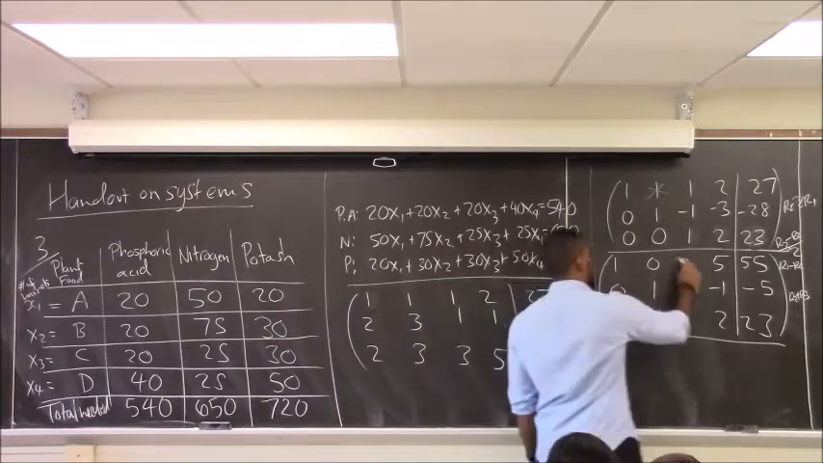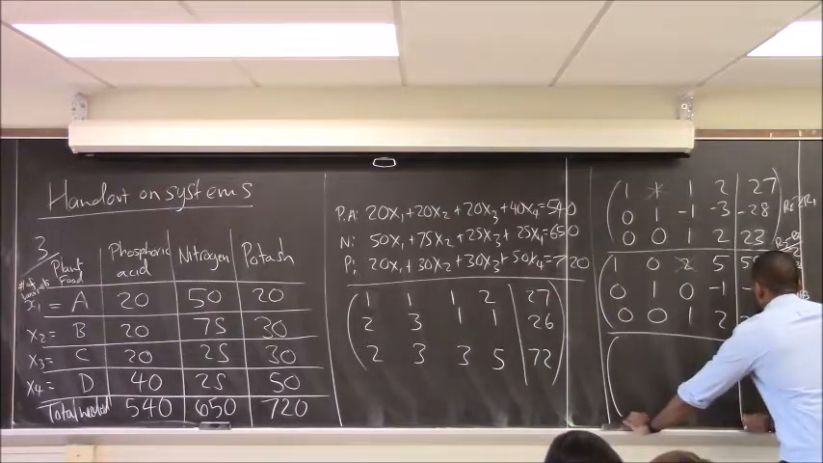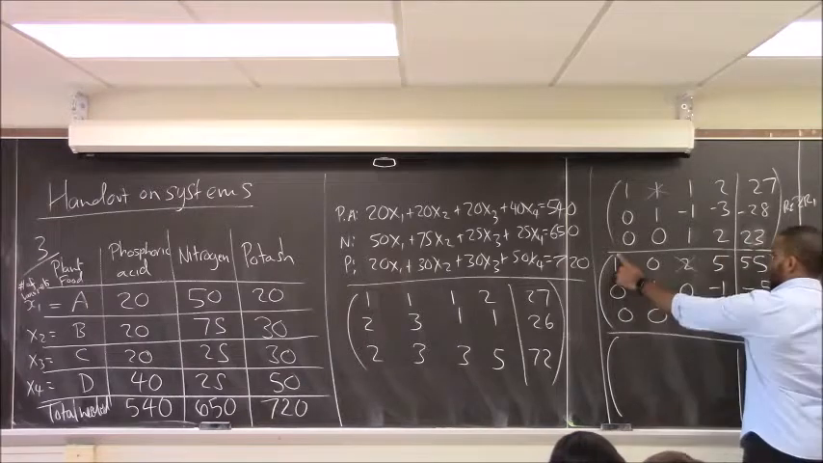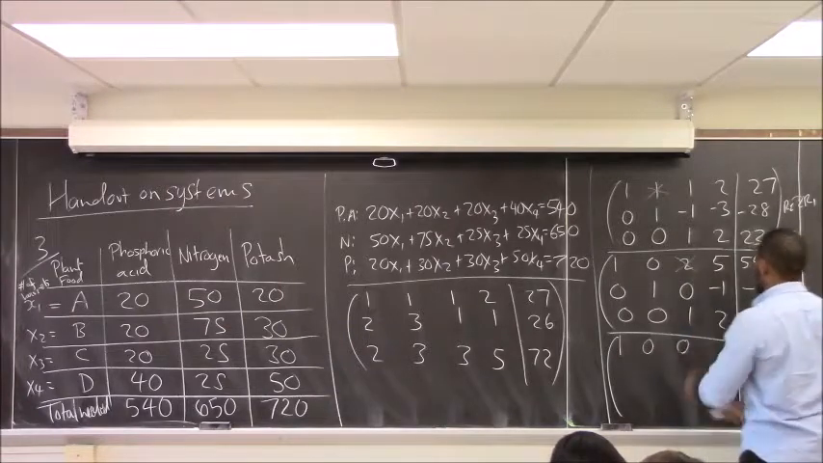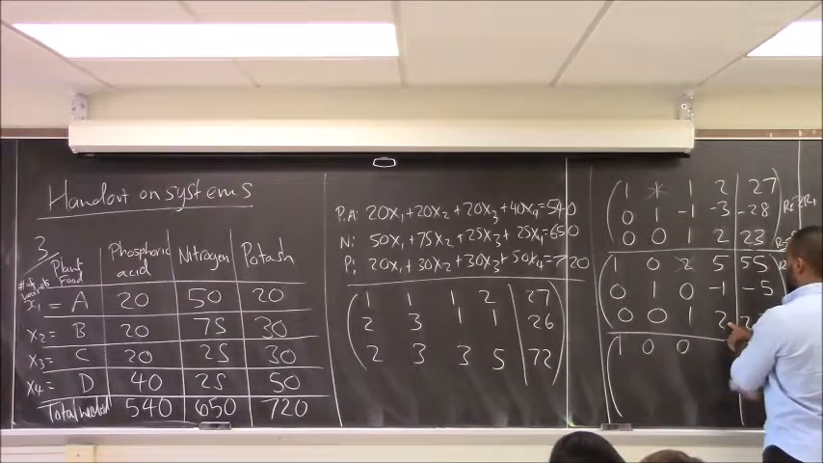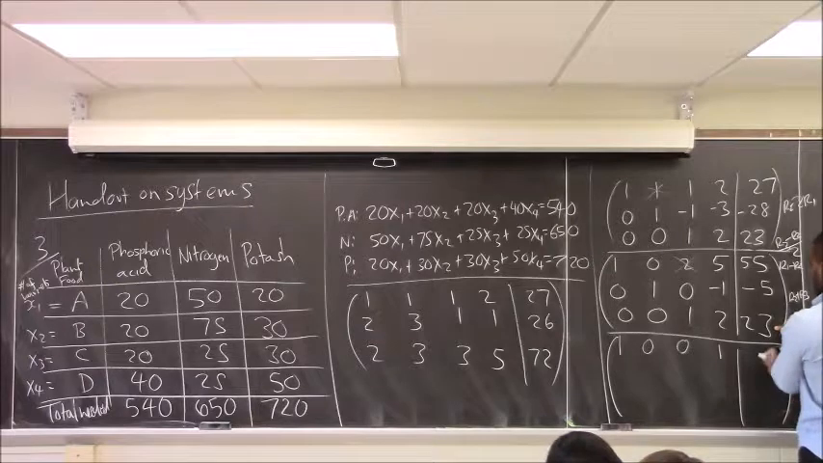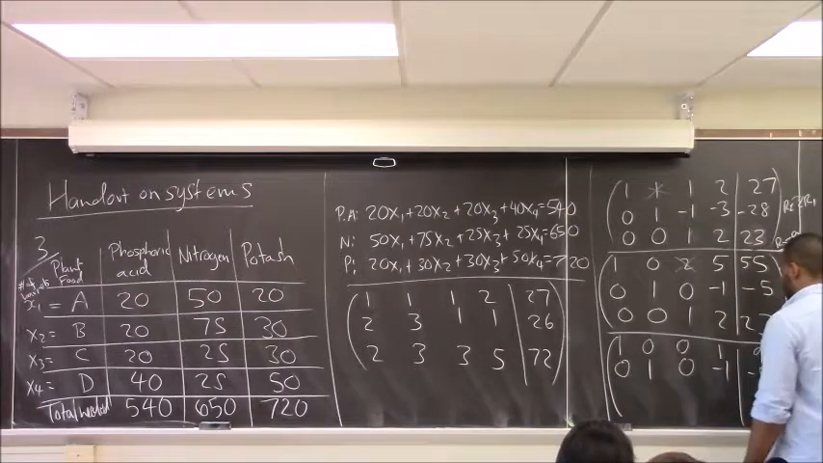One more thing, let's kill this 2 here. And I can do that by taking row 1 minus 2 row 3. This minus 2 times that, 1. This minus 2 times that, 0. This minus 2 times that, 0. This minus 2 times that is going to be 1. This minus 2 times 23, 2 times 23 is 46. Right? So if I take 55 minus 46, 9. 0 minus 1 minus 5, 0, 0, 1, 2, 23.